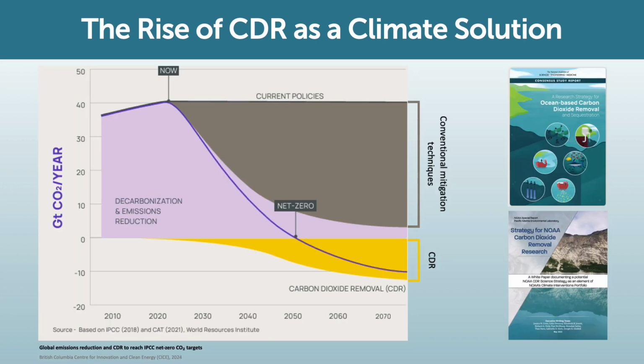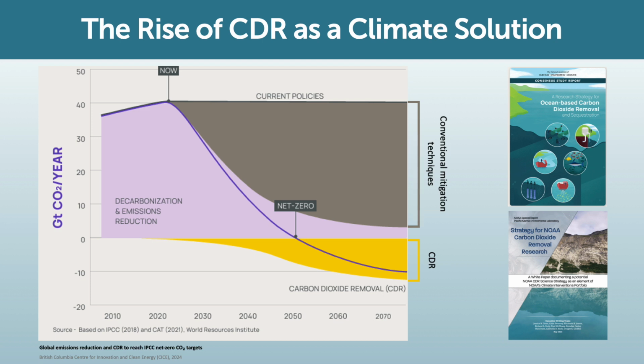Interest in CDR has increased since the UN Intergovernmental Panel on Climate Change, or IPCC, declared in 2018 that there is no feasible way to achieve the carbon neutrality or net zero greenhouse gas emissions goals that must be reached by 2050 in order to keep global warming below 1.5 degrees Celsius without relying on CDR. More specifically, as this graph shows, these scientists project that CDR practices and technologies need to scale up significantly to the point where they can remove 10 gigatons of carbon dioxide from the atmosphere each year, which is equivalent to about a quarter of the volume of carbon dioxide currently emitted annually.